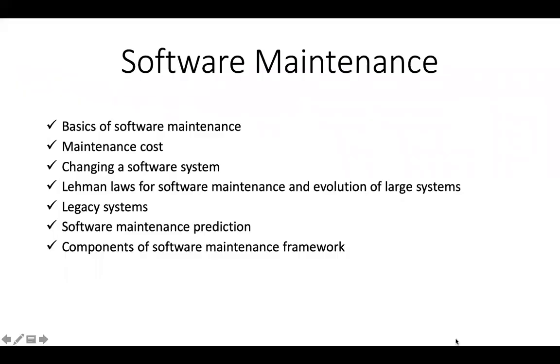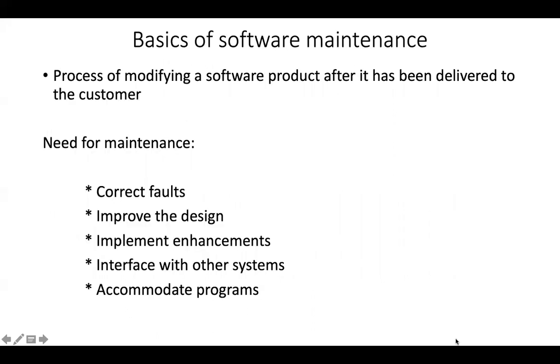The topic we're going to see today is software maintenance. This is a continuation of your unit 5. So in software maintenance, what we are going to see for this class is the basics of software maintenance, maintenance cost, changing software system, Lehman's law, legacy system, software maintenance prediction, and software maintenance framework and their components. So moving on, the first topic is basics of software maintenance.